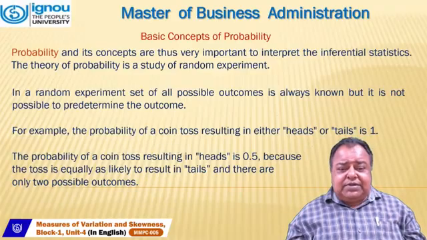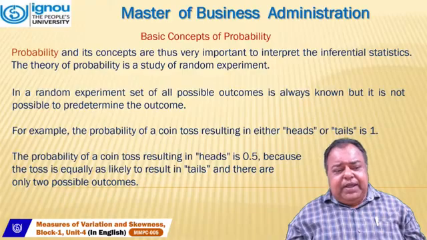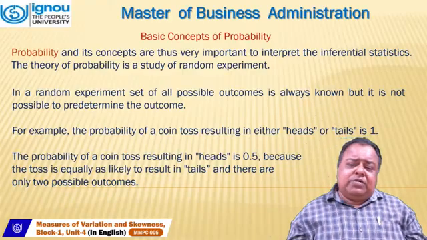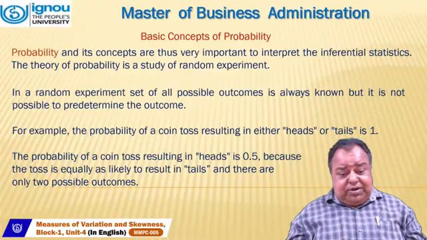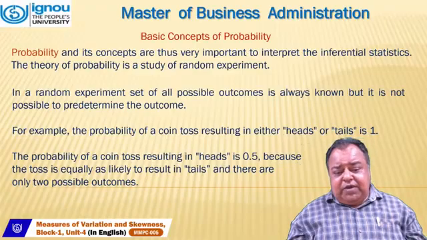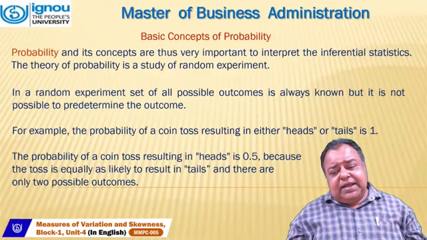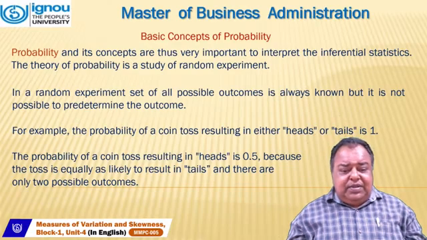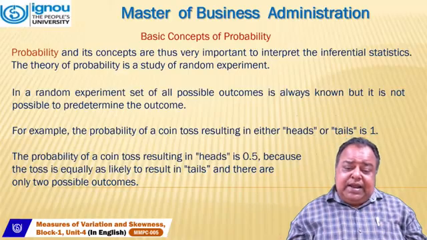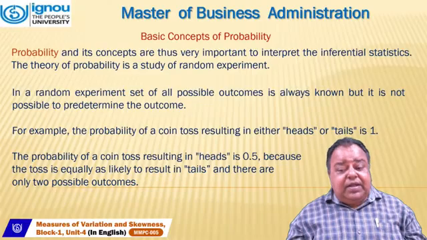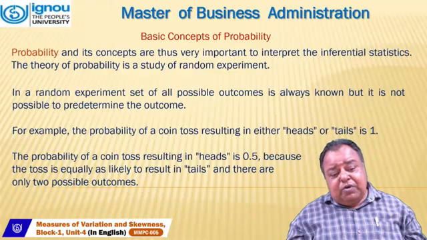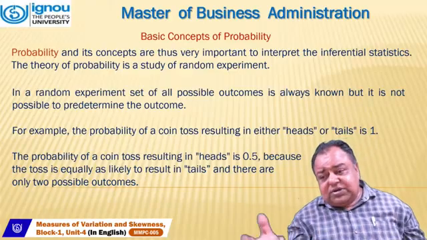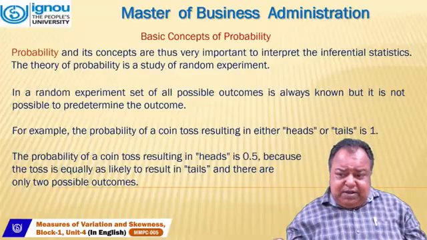The theory of probability is a study of random experiments. In a random experiment, the set of all possible outcomes is always known, but it is not possible to predetermine the outcome. For example, a coin toss results in either heads or tails. The probability of a coin toss resulting in head is one half, because the toss is equally as likely to result in tails, and there are 2 possible outcomes when we toss a coin, either head or tail.